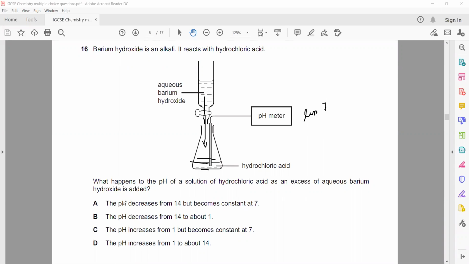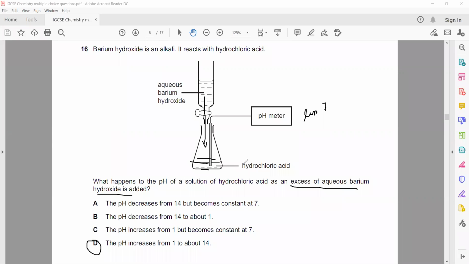So which option is correct? The pH decreases? No, the pH will not decrease. Yeah, because excess or more than enough is used. So we are left with an alkaline solution. That's why pH increases from 1 to about 14.